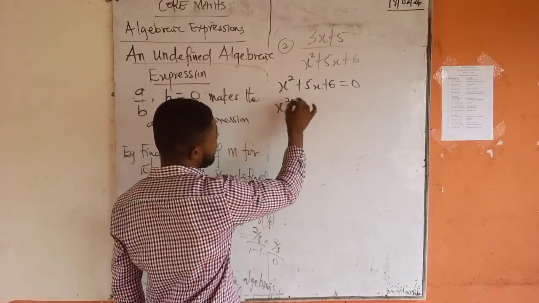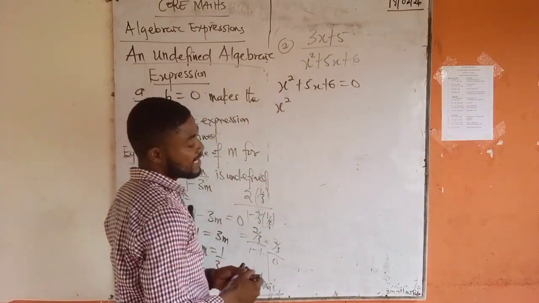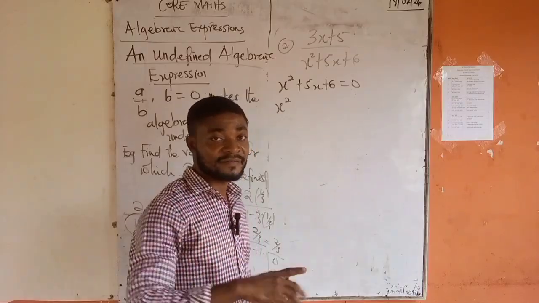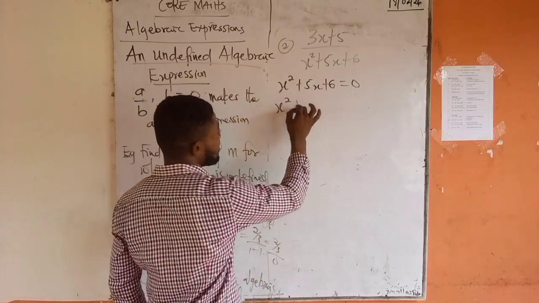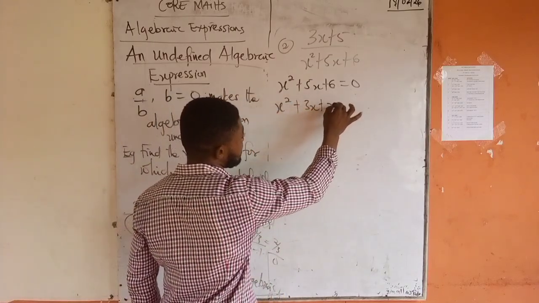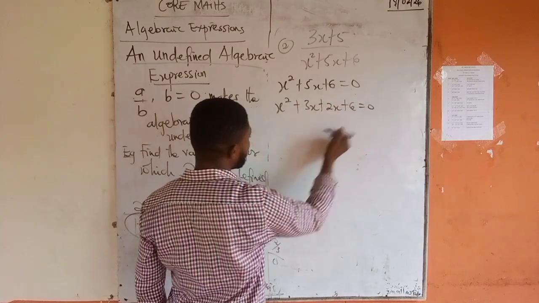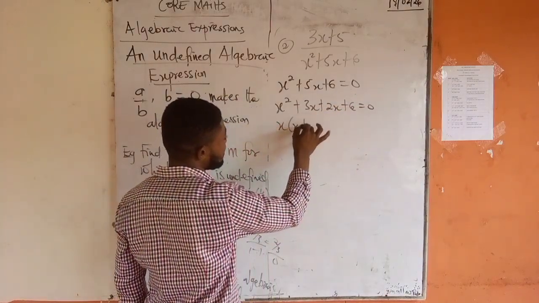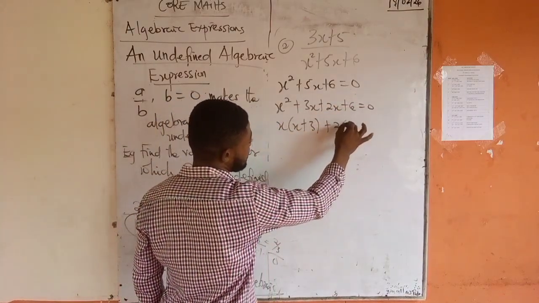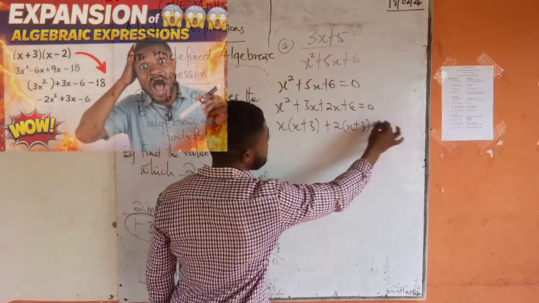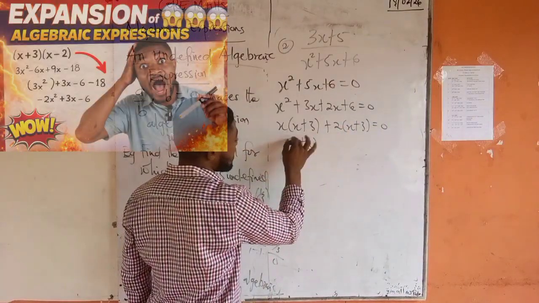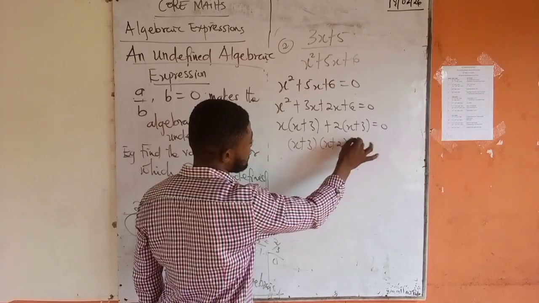So I have x squared, factors of 6, that means when I multiply I get 6. When I add I get 5, that will be 2 and 3. So x squared plus 3x plus 2x plus 6 being equal to 0. x into bracket x plus 3 plus 2 into bracket x plus 3 is equal to 0. x plus 3 times x plus 2 is equal to 0.